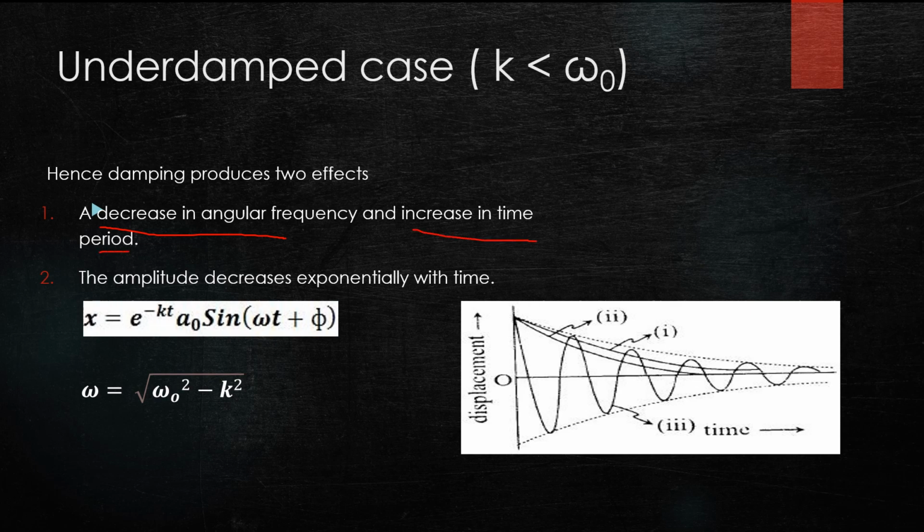Apart from that, you can also see that even though the oscillator oscillates, its amplitude decreases exponentially with time. It is obvious from this term, that is a0 into e raised to minus kt, we can infer that the amplitude decreases exponentially with time.